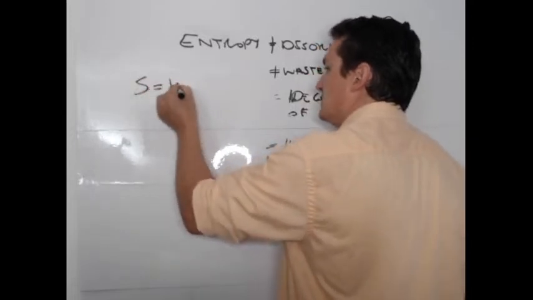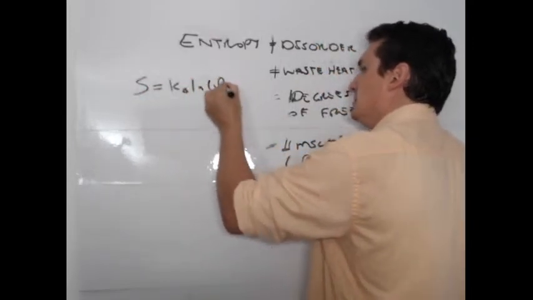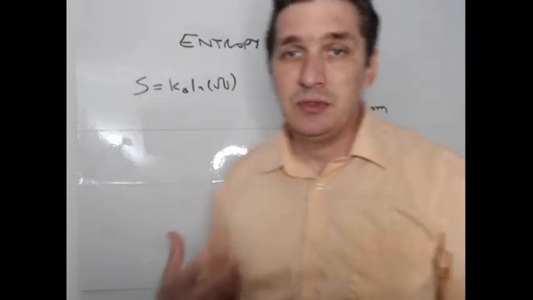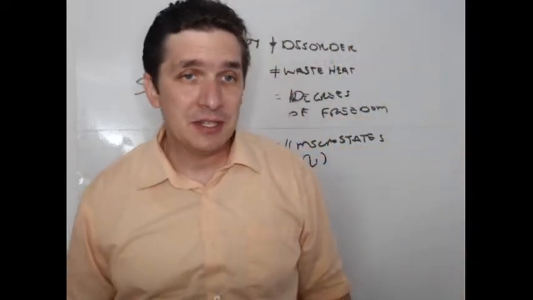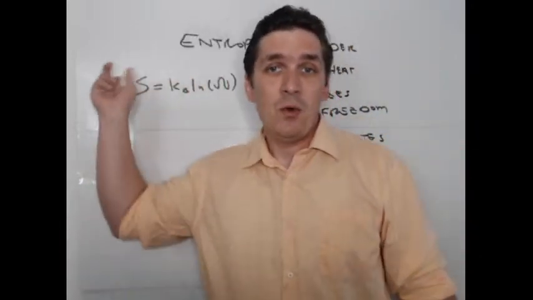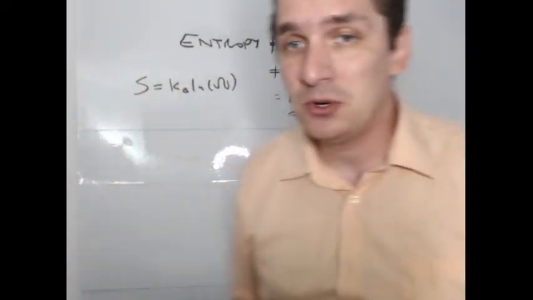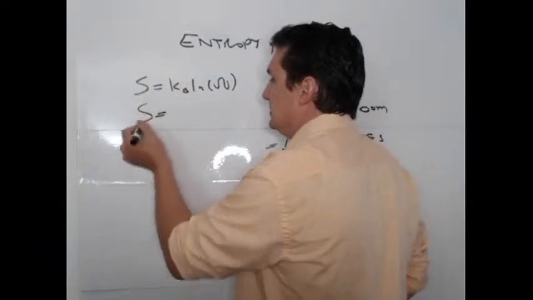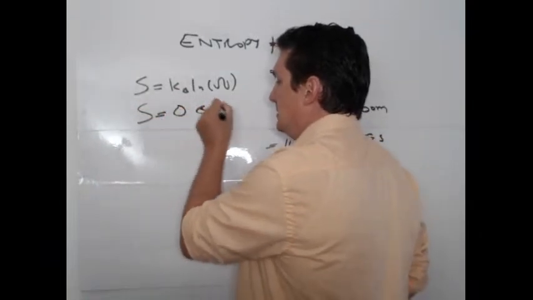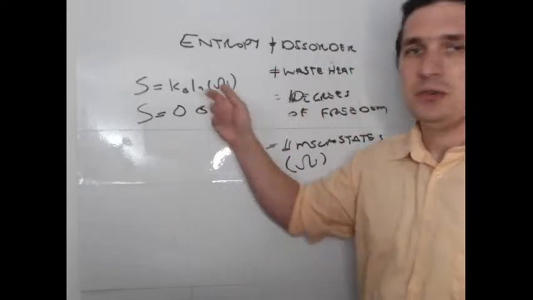is connected by Boltzmann's constant to entropy. So this is another reason why you should really question the definition that entropy is randomness, because we can quantify it. We can actually put a number to it. And this is the proof why entropy of a perfect crystal at 0 Kelvin is zero, because there's only one microstate.